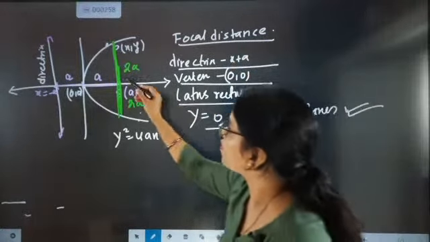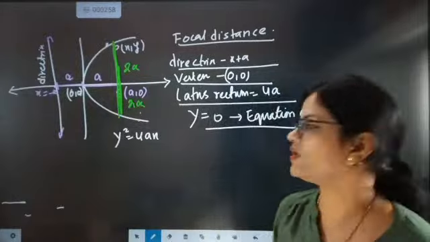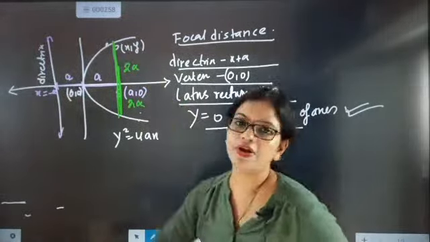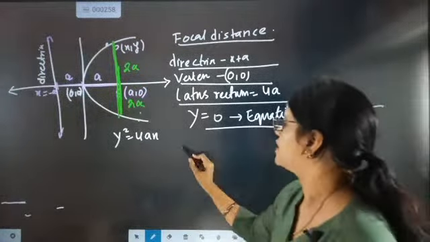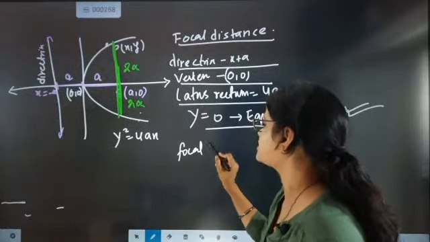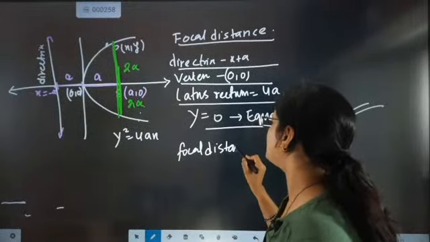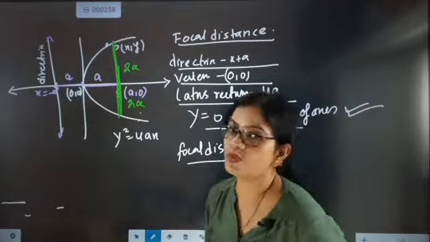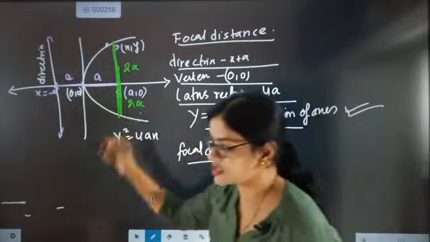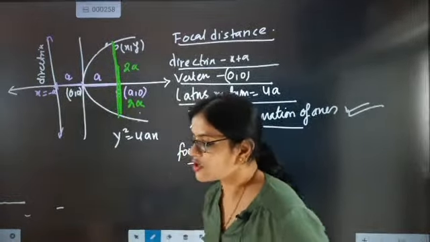Focal distance. Now what is focal distance? Distance between focus and an arbitrary point is called the focal distance. So how to get the focal distance? The distance between focus and arbitrary point is going to be the focal distance. Yesterday we were discussing about it. Okay, so now look here, beta.